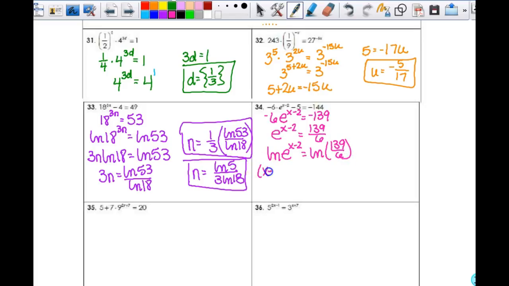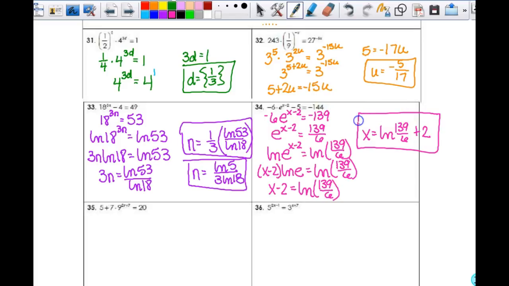So this x minus 2 gets to come out front. Natural log of e equals a natural log of 139 over 6. So the natural log of e is 1, and that leaves me with x minus 2. It doesn't cancel out. X minus 2 equals the natural log of 139 over 6. Then to get x by itself, I add 2. So x equals the natural log of 139 over 6 plus 2. And that's my answer, because you're not going to have a calculator.